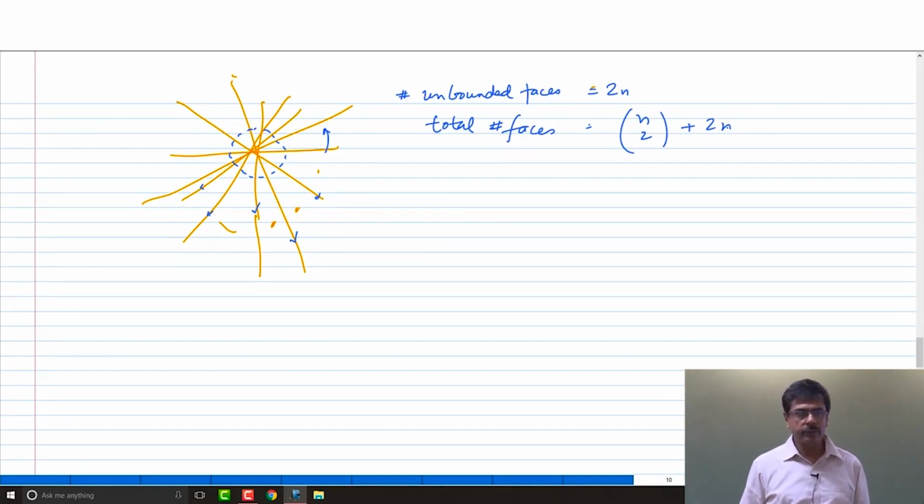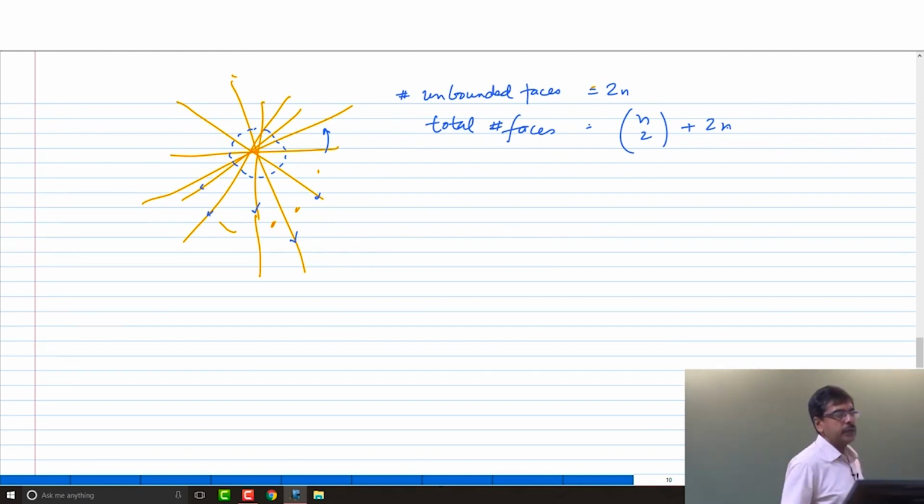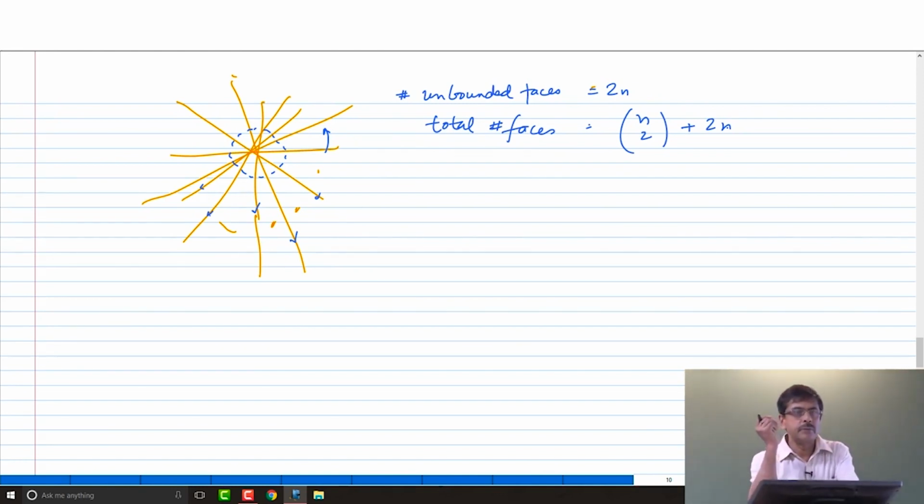Right. Any doubts? Okay. So, we have got a bound on the number of faces, number of vertices, number of edges, and they are all linearly related because it is a planar map finally. What else?